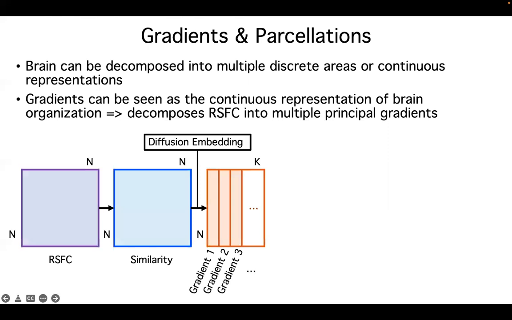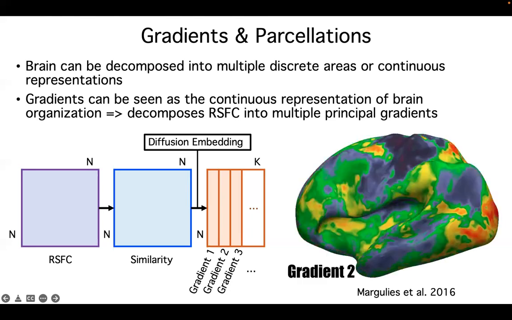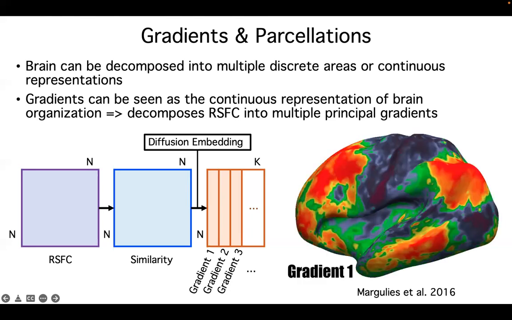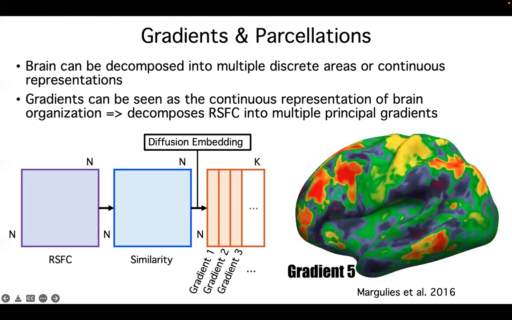In this figure, the purple matrix represents the n by n functional connectivity matrix, where n is the number of vertices. If we self-correlate this functional connectivity matrix, we will get the blue similarity matrix. After applying diffusion embedding, we can obtain k principal gradients. Here I'm showing you the top 5 gradients at the individual level.